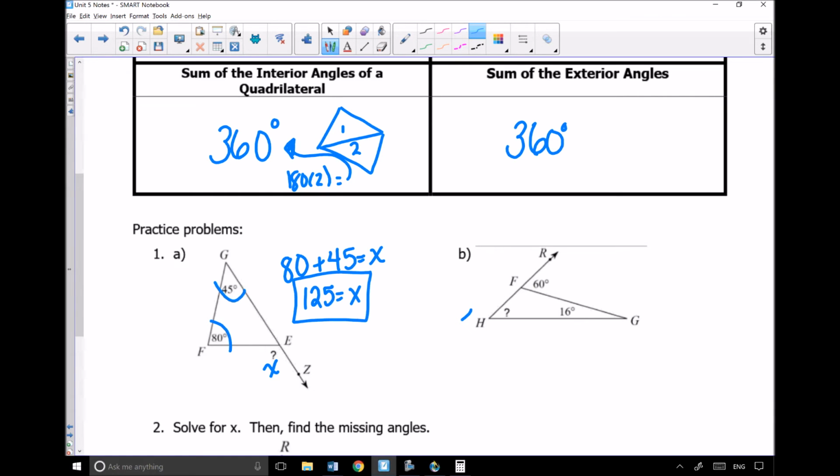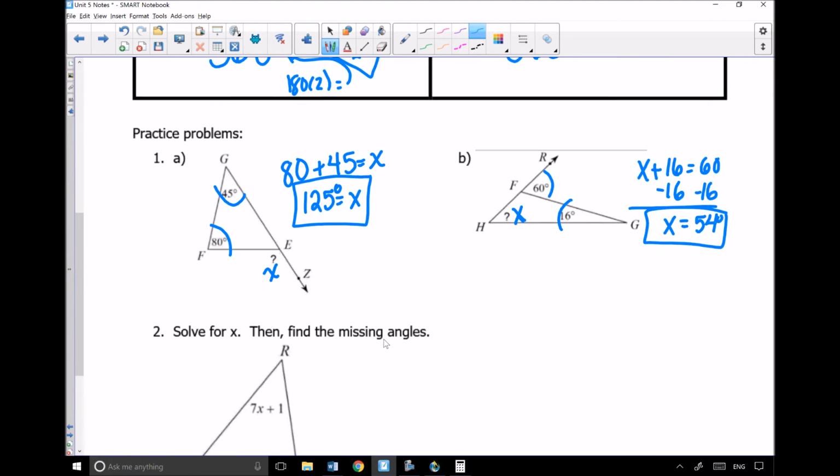Okay? Now, in this problem right here, I know one interior angle, but I don't know the other interior angle, so I'm going to call this other interior angle x, and I know that the exterior angle is 60. So this time my equation is going to look a little bit different. It's going to say x plus 16 is equal to 60. So I have to subtract 16 from both sides to get what x is. So therefore x is 54 degrees. Okay? And sorry about this, don't forget your degree measurement. Hopefully that makes sense for our exterior angles.